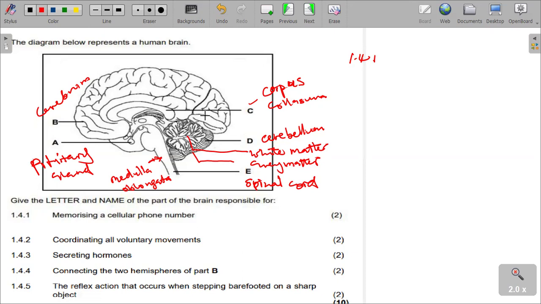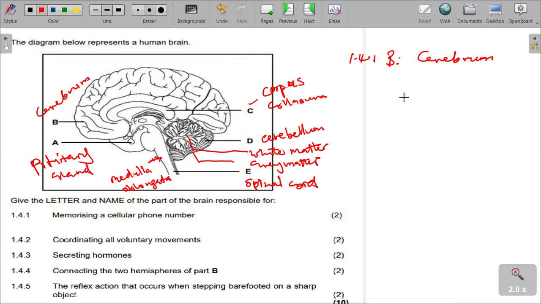Which part is it on our diagram there? It is B. For 1.4.1 we say B, and then the letter and the name: the cerebrum. The cerebrum is responsible for memorizing the phone number.